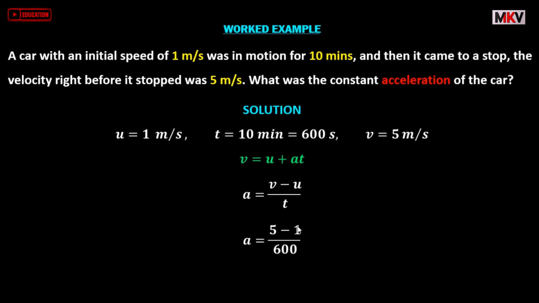After all the conversions, we do our substitutions into the equation. We substitute v, then u, then the time t. So final velocity is 5, initial velocity is 1, then time is 600. After substitution and computation, we have the acceleration of the car to be 6 times 10 to the power minus 3 meter per second squared. This is the acceleration of the car, which had an initial velocity, a final velocity, and a specific time, and we were asked to find the acceleration of the moving car.